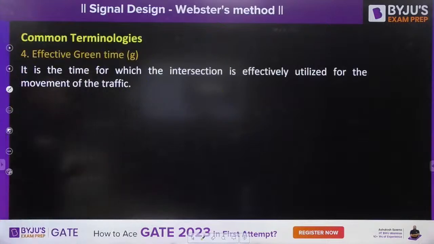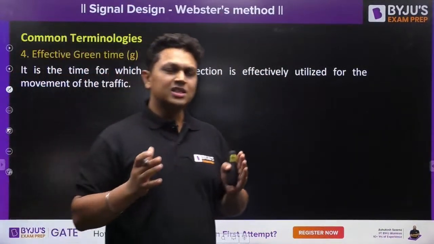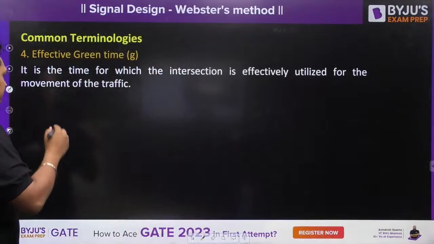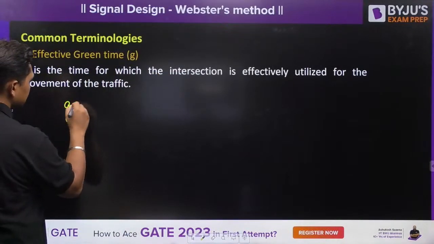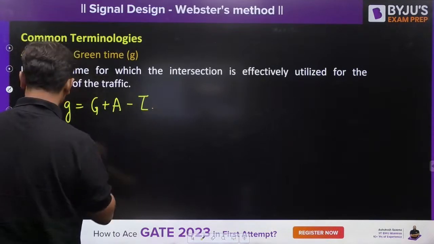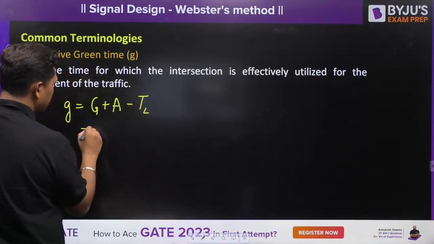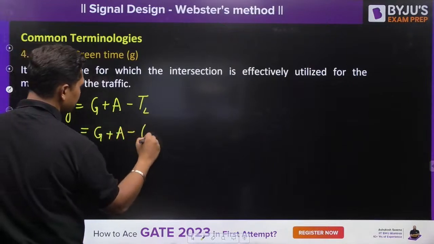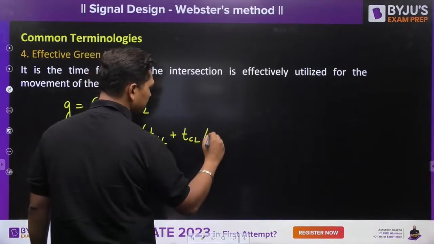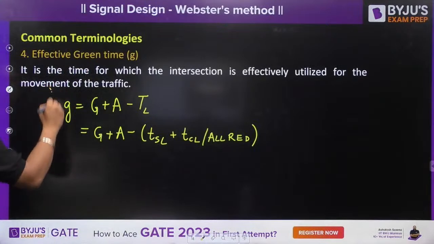All right, now what is effective green time? If out of the total duration which is available for the traffic to move, some amount of time is lost, then effective green time is referred to as total green time plus amber time minus lost time, which is equal to green time plus amber time minus (startup lost time plus clearance lost time), which is also referred to as all red time. Any doubt to anyone up to this point?